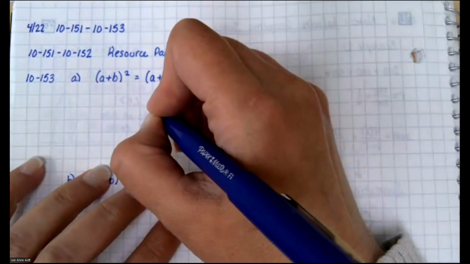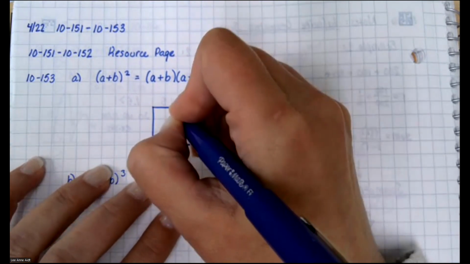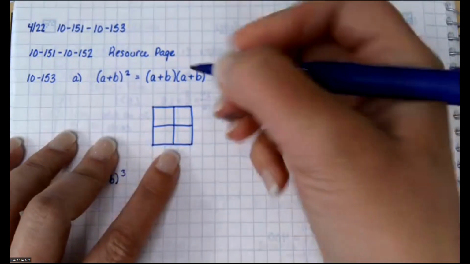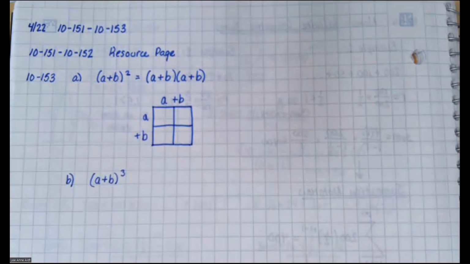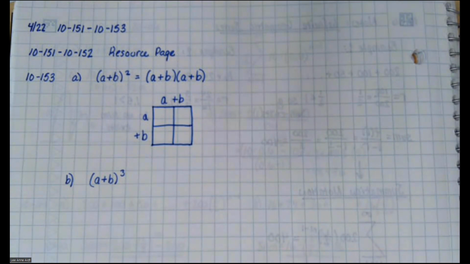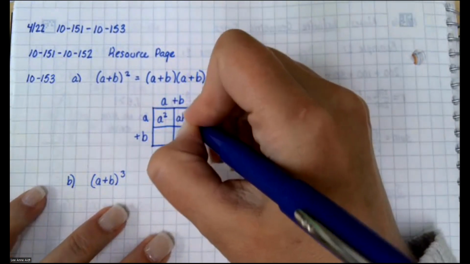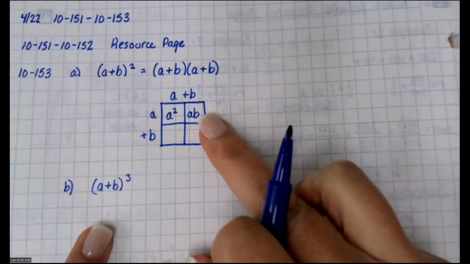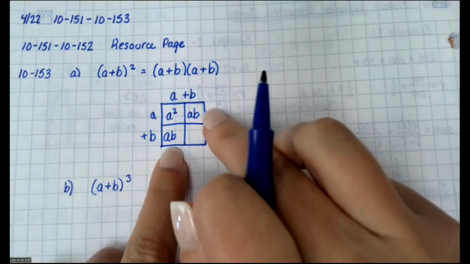Okay, so because we're really good at area models here in our class, we're going to draw a 2 by 2. A plus B, A plus B. And this would be A squared, AB. I highly suggest when you're doing your area models, I mean, we're not going to do area models for this for long, but if you have two letters, put them in alphabetical order, because then it's easier to see that these are like terms.